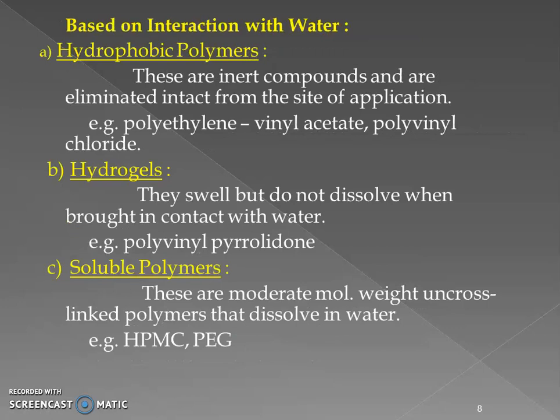Then classification, it is based on the interaction with the water. So first one is hydrophobic polymers. As the name hydrophobic means, it is water-hating. So these are the type of polymers that are not soluble in the water, that is called as hydrophobic polymers. These are polyethylene, vinyl acetate, polyvinyl chloride. These are a few examples of hydrophobic polymers.